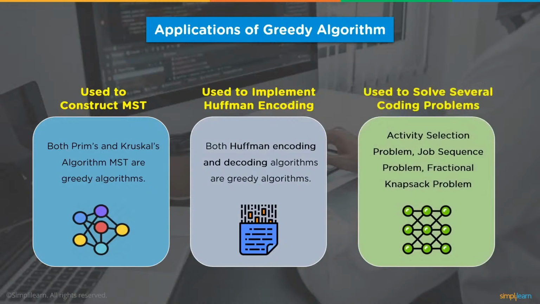The final application of the greedy algorithm is its use for developing solutions to well-known coding problems. Those problems are the activity selection problem, job selection problem, and fractional knapsack problem. All these problems generate solutions by making decisions at each local stage. So the solutions for these problems can be developed quite easily using the greedy approach.